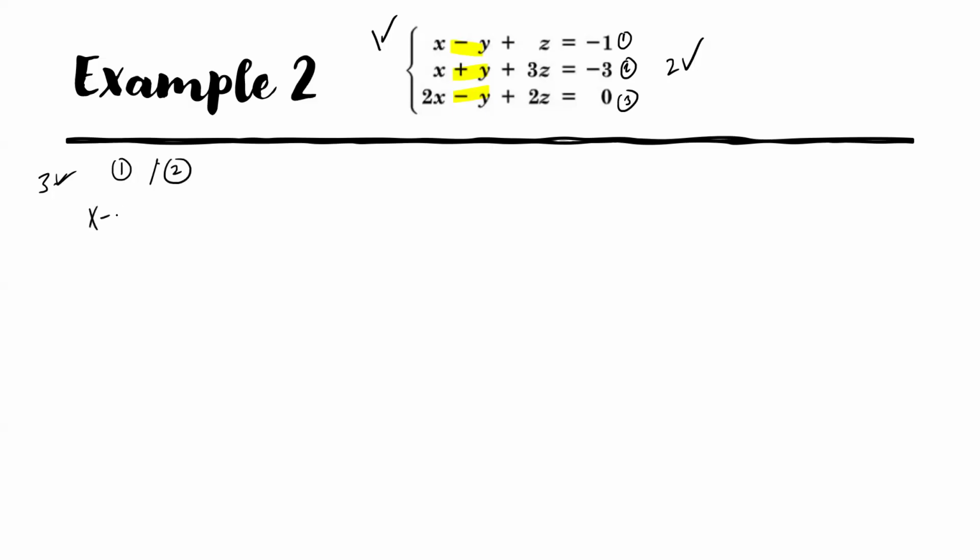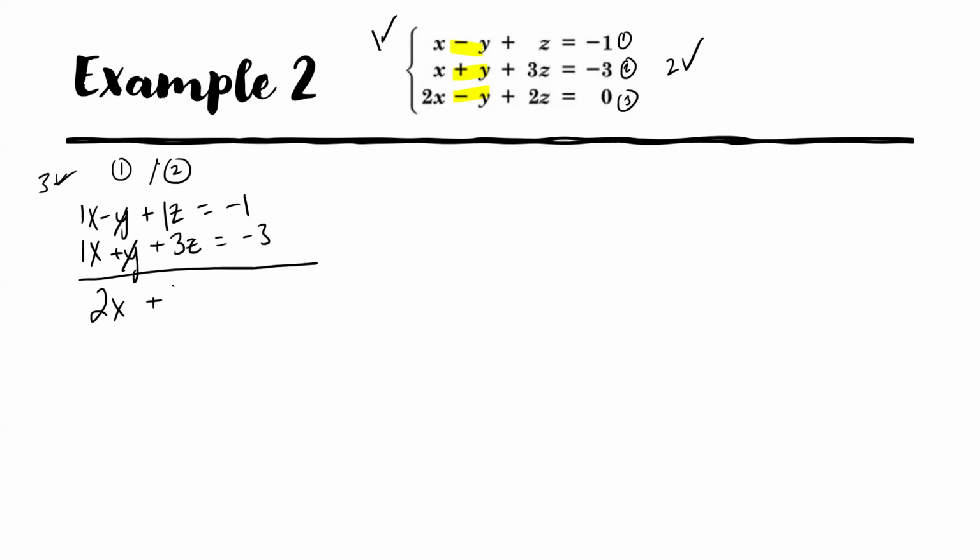So that gives us x minus y plus z equals -1. And we have x plus y plus 3z equals -3. For elimination, that means you're combining, correct? So we have 1x and 1x makes 2x. Did our y's eliminate already, naturally? Yes. We have 1z and 3z, and that makes 4z. And it equals -4.